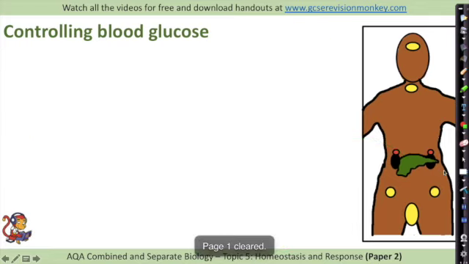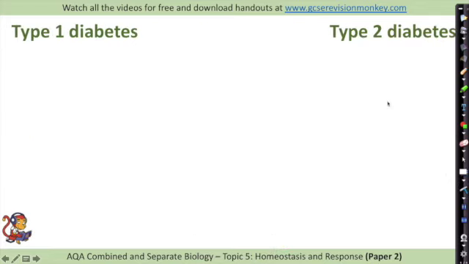The trouble with controlling blood glucose, this is now for foundation and higher again, is that it is linked to a disorder called diabetes. There are two types. Type 1 diabetes is the type that is inherited, and in this type of diabetes, your body produces little or no insulin.